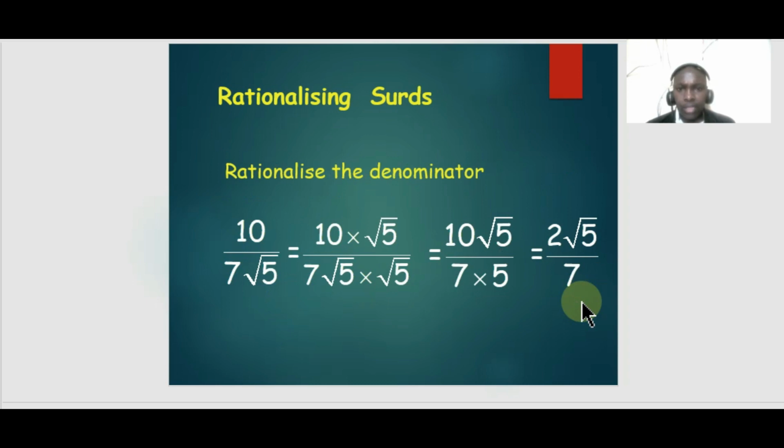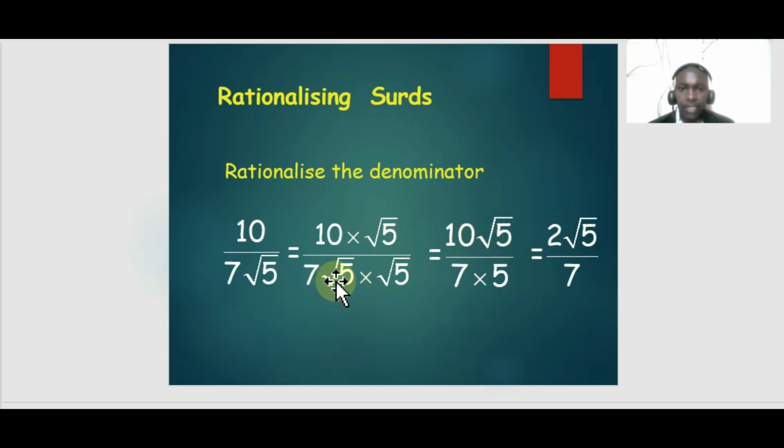Now let us rationalize the denominator again, do more examples on these. So we want to rationalize the denominator, so we want to remove this root that is here. So we multiply both the numerator and the denominator by this root that we want to remove, that is root 5. So 10 times root 5 is giving us 10 root 5.